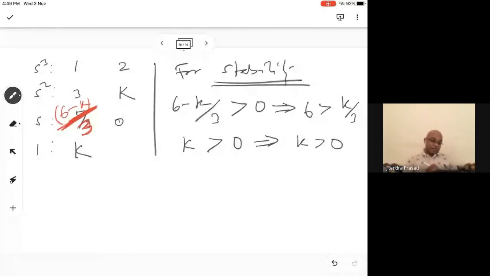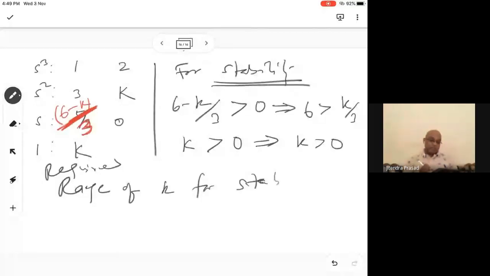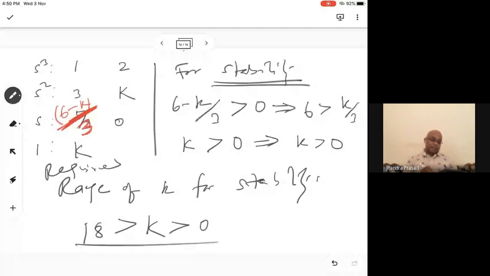So first one, the required range of k for stability is k is less than 18 and greater than 0. Yeah, so this is the answer.